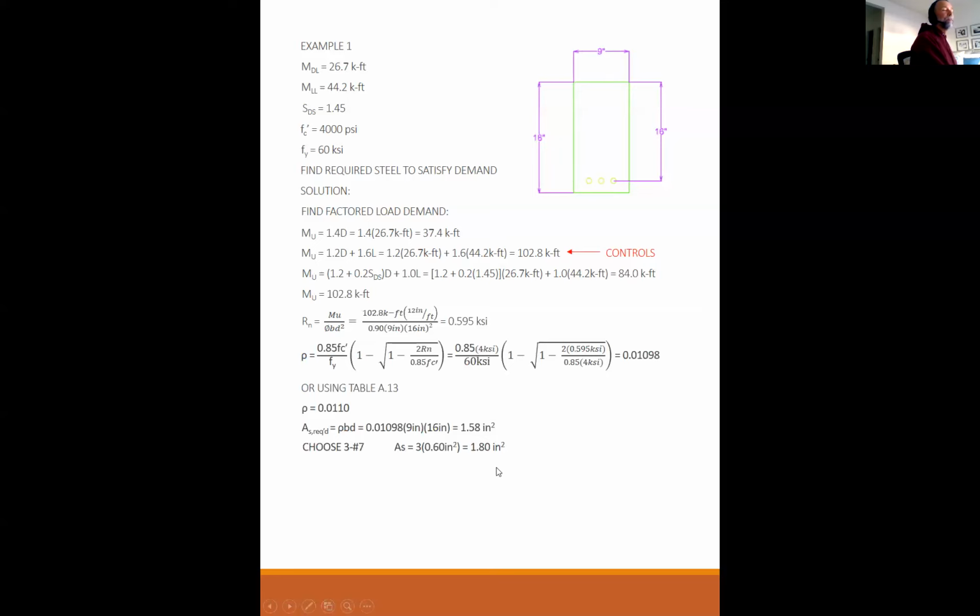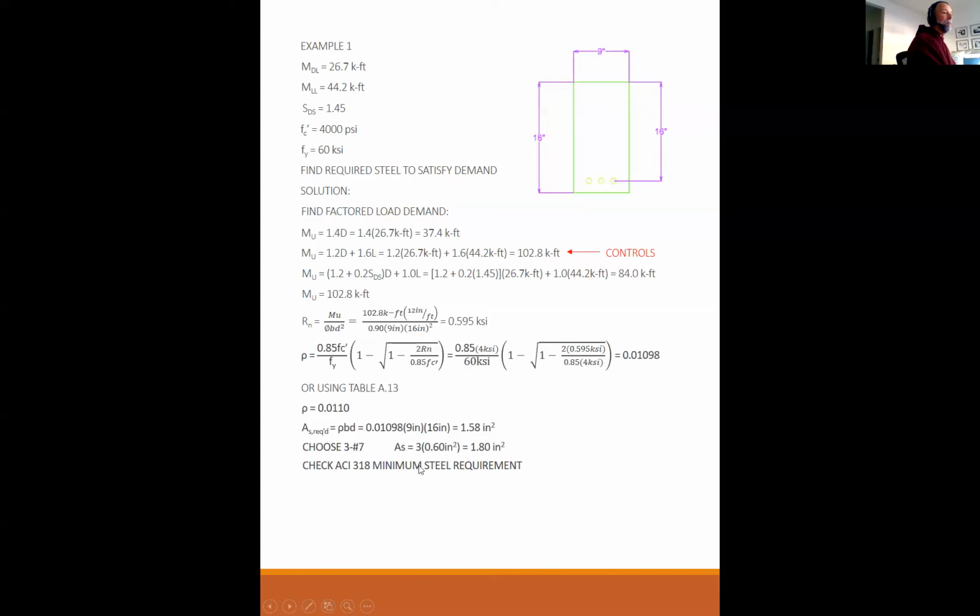By the same token, I could put in 1 number 14 bar right smack in the middle. One number 14 bar would give me enough steel, but that's not a very good solution either. It takes a little while to develop what a reasonable solution is, but usually 3 to 5, maybe 6 bars, depending on how wide the beam is. So for this, I chose 3 number 7s. I got 1.8 inches squared.